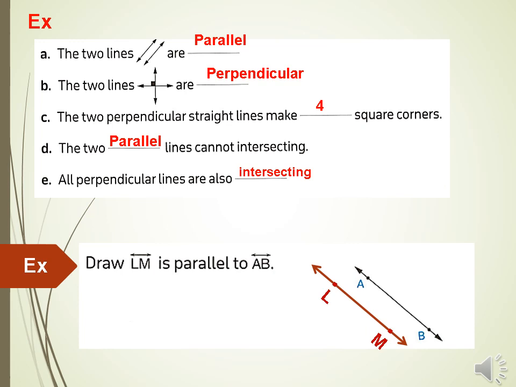Example. Draw the straight line LM parallel to the straight line AB. We know that parallel lines have no intersection point, so we draw the straight line LM parallel to straight line AB.